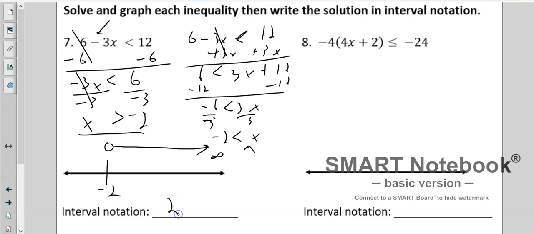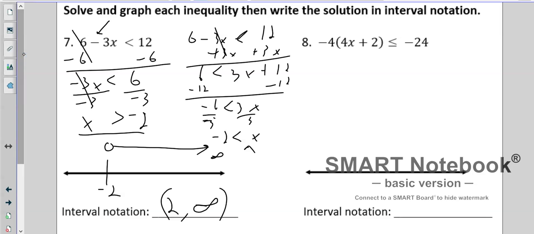So I'm going from 2 out to positive infinity. It is an open dot, so parentheses, and I can't capture infinity, so I put parentheses. All right. Number 8, there's actually a trick here.